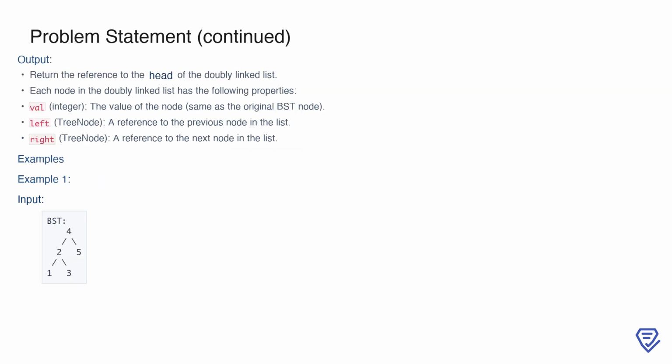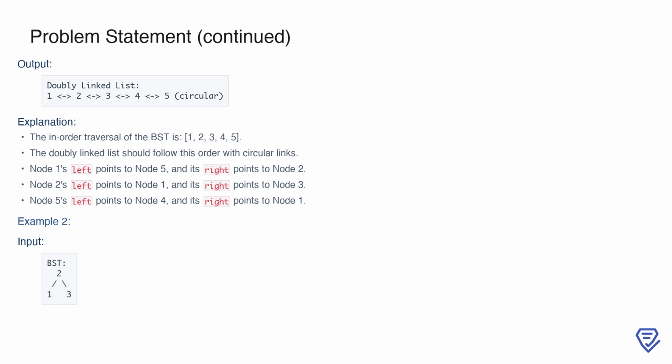Now, in terms of input and output, the input we'll work with is the root of the binary search tree. The root is a reference to the topmost node of the tree, and each node in the BST has three main properties: a value, a reference to a left child node, and a reference to a right child node. In the output, we'll return a reference to the head of the resulting doubly linked list. Each node in the doubly linked list will maintain the same value as the original BST node, and its left and right pointers will represent the previous and next nodes in the list, respectively.